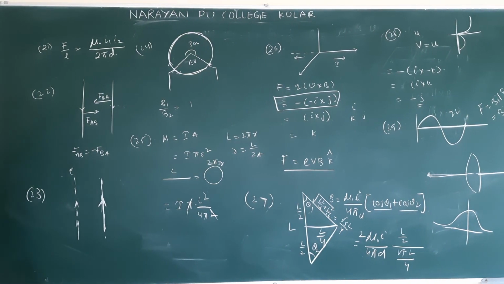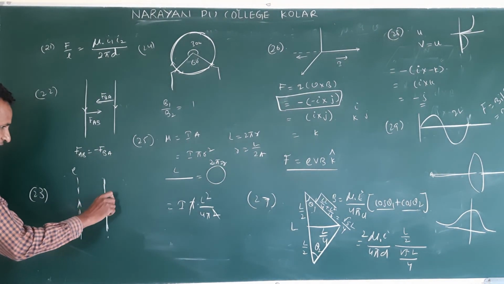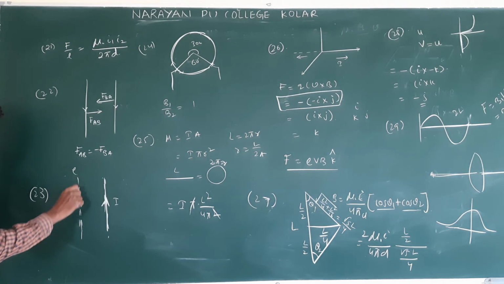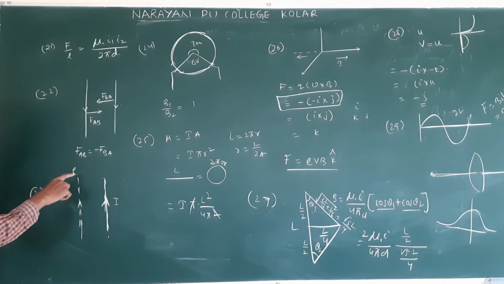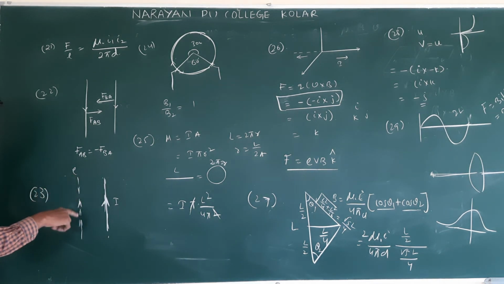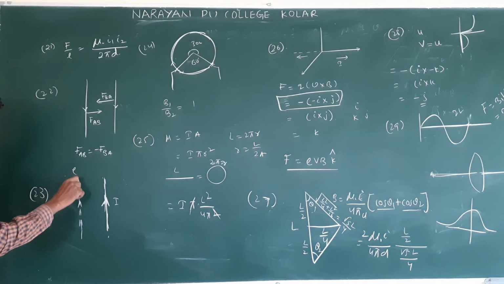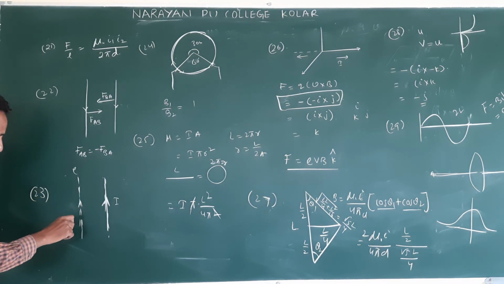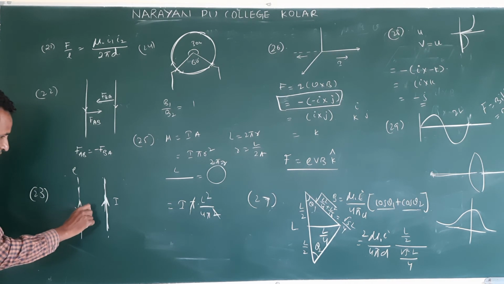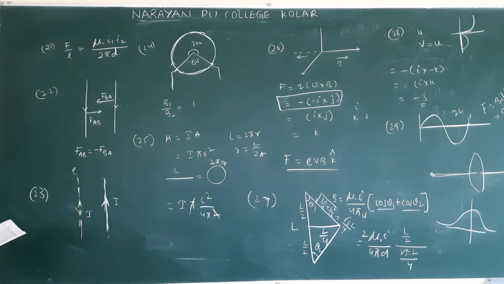Now 23. Protons moving in this direction, then the current direction is I. Electrons also moving in this direction, right? Yes or no? Then what is the electron flow? Opposite to the current flow, I. Then they are in opposite directions. Opposite direction means they repel each other.